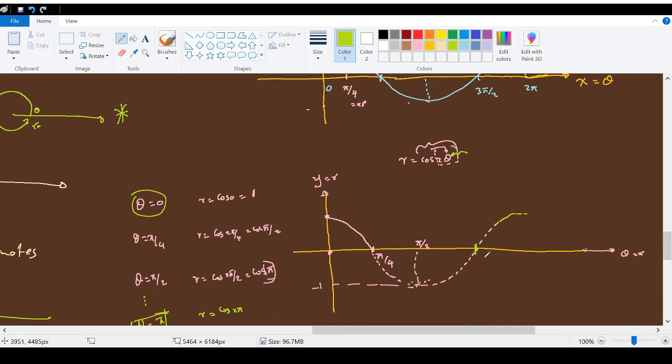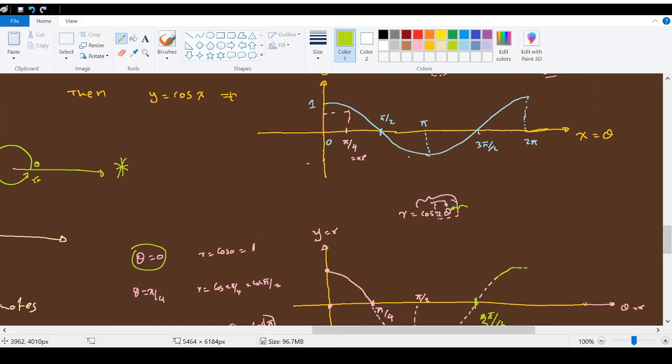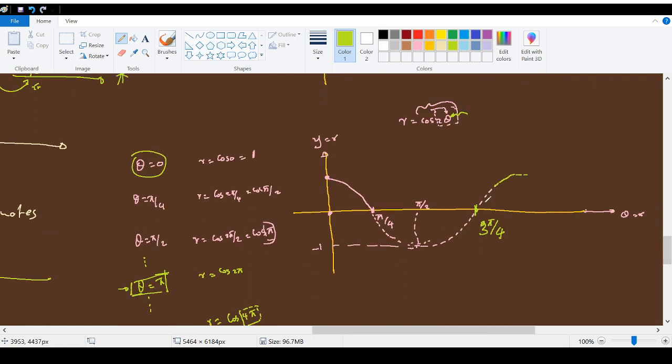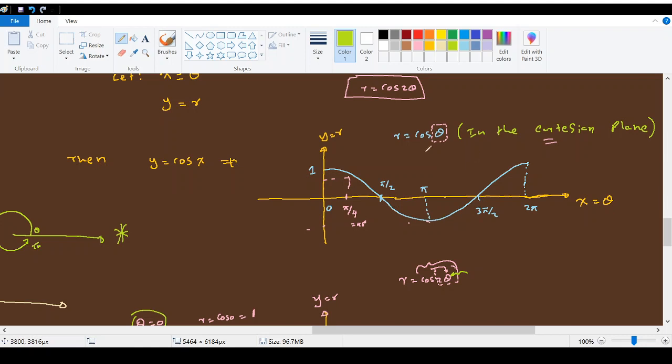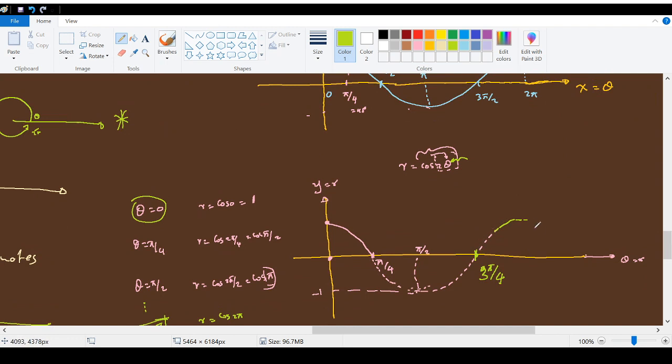That means when theta is equal to 3 pi by 4, this 2 times theta will be 3 pi by 2, which will give the cosine value to be equal to 0, right? So likewise, by comparing this graph, by taking this graph as the basic fundamental stage, we can construct the complete graph for this one from theta equals 0 to theta equals 2 pi.